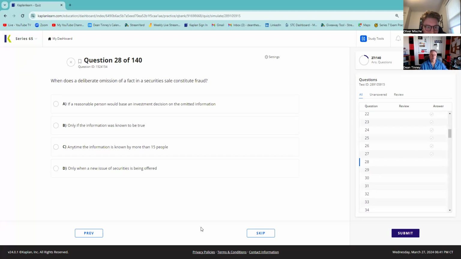When does a deliberate omission of a fact in a security sale constitute fraud? So, what kind of facts would subject you to a charge of fraud? Let's see. It's A. Yeah, good job, right? That's the whole point.